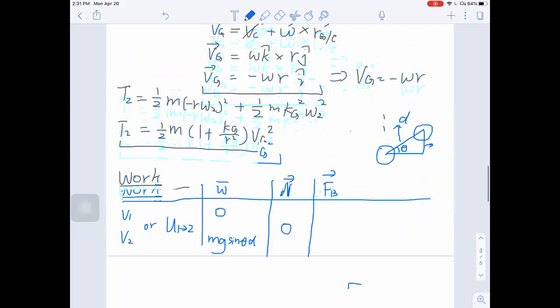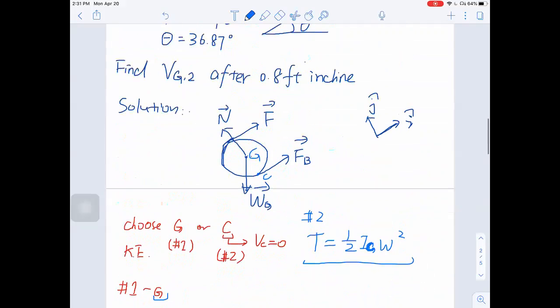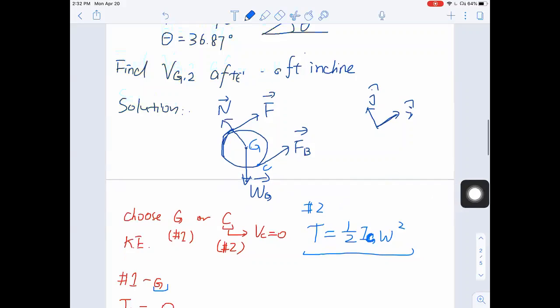And let's go back to the free body diagram here. And that's something we mentioned last time. If you look at point C, it is the no slip point, the contact point of the disk and the surface. Since FB is applied right at that point, and that point has zero velocity, the work done from that force is 0 in that case.